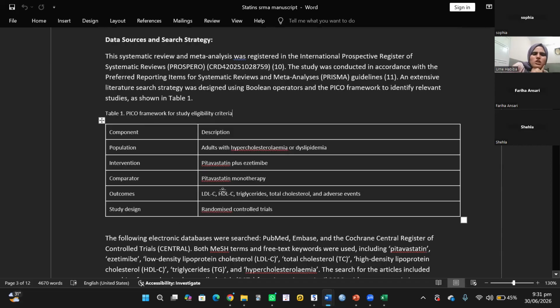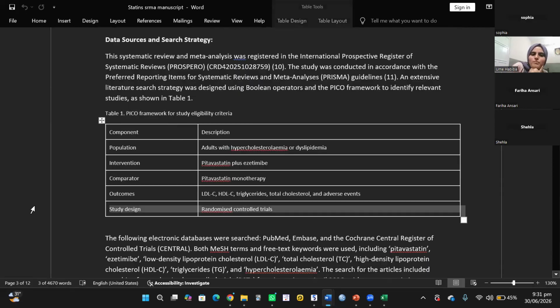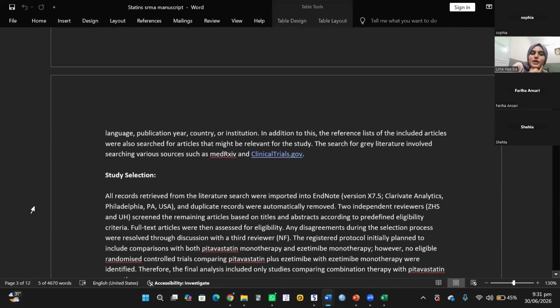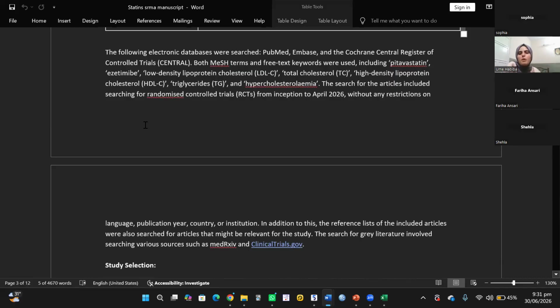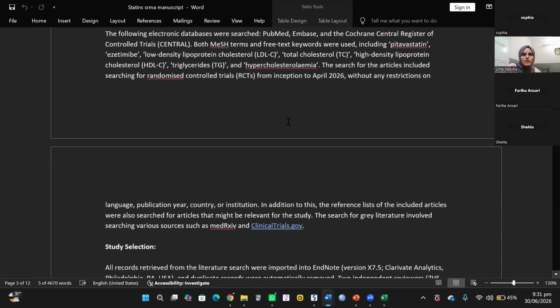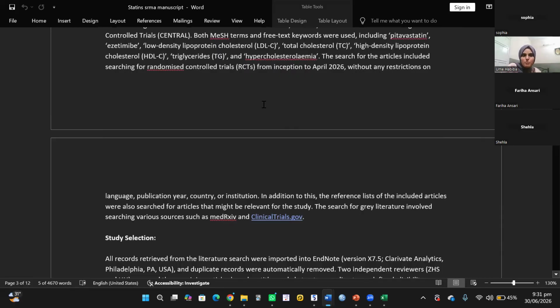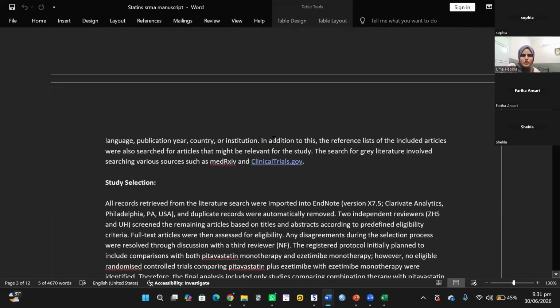Now, you can add this table, or if you don't want to, don't, but we added it. Basically, it defines our PICO, right? You tell them your PICO, and then you tell them the entire screening process, right? The following databases were searched: PubMed, Embase, Cochrane, right? MeSH terms and keywords and synonyms were used. You have to tell them which terms you used, and you have to tell them what filters you applied, randomized control trial filter, right?